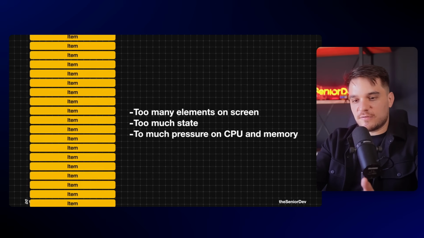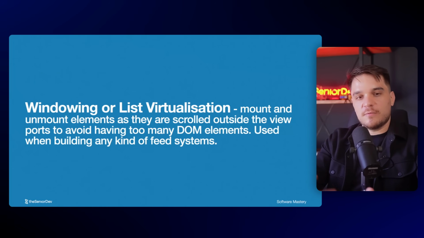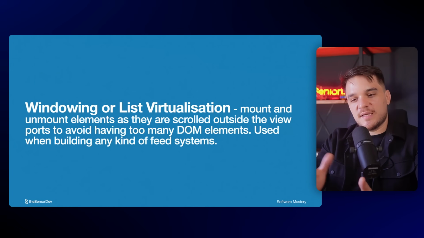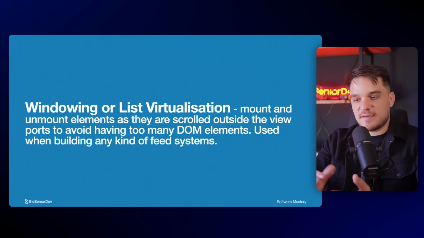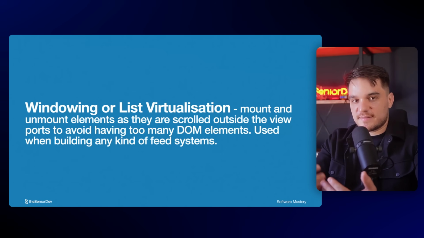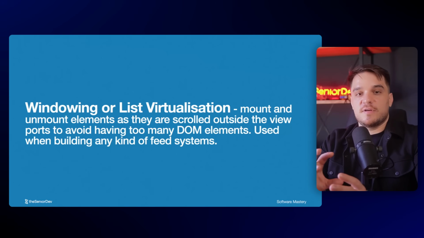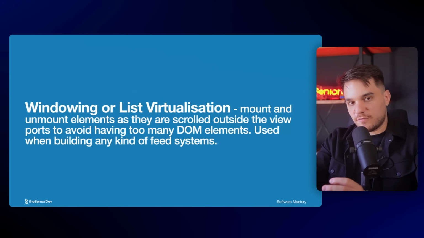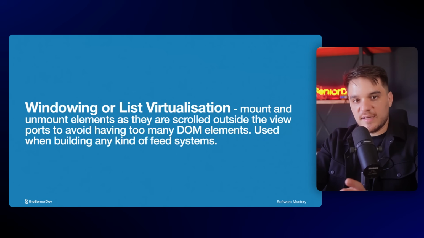But as we see, a lot of those things are not really visible. And so windowing or list virtualization is being able to mount and unmount elements as they are scrolled outside the viewport and avoid having too many DOM elements at the same time. We basically use this whenever you use any kind of feed system. So if you go into a system design interview for the front end and they tell you we are going to build a social media website or a news feed, you know you'll have to use windowing or list virtualization to make sure that you keep your INP metric healthy.